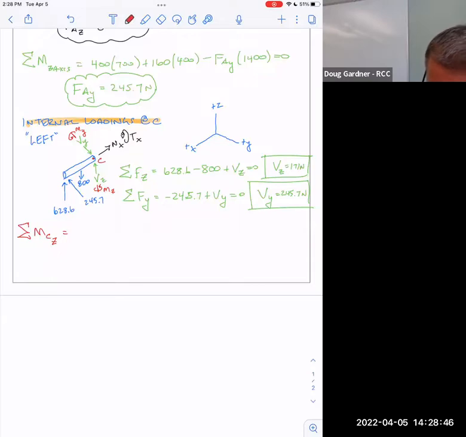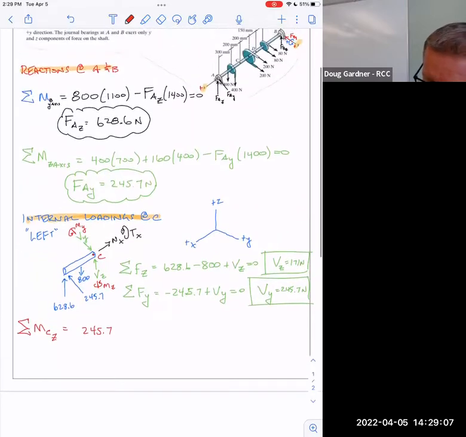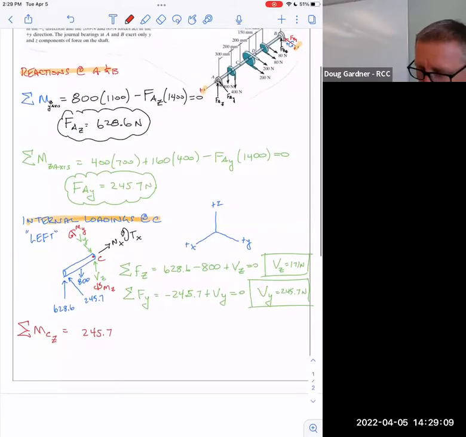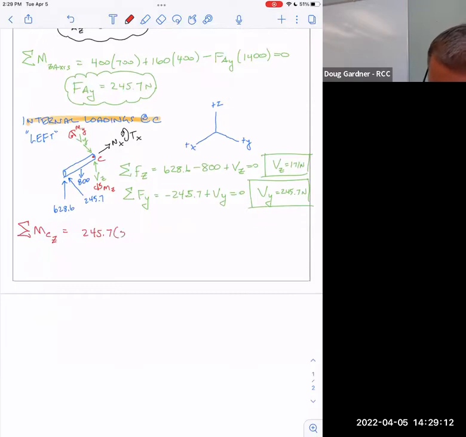Okay, so what's happening around the Z axis? Again, I've got to picture that as vertical. The 800 is pointing parallel to the Z axis, so it's not causing it to rotate around the Z axis. Neither is the 628. But the 245.7 is, and it's a distance of 500 millimeters. Now, you guys were talking about, is it positive or negative? It's negative.